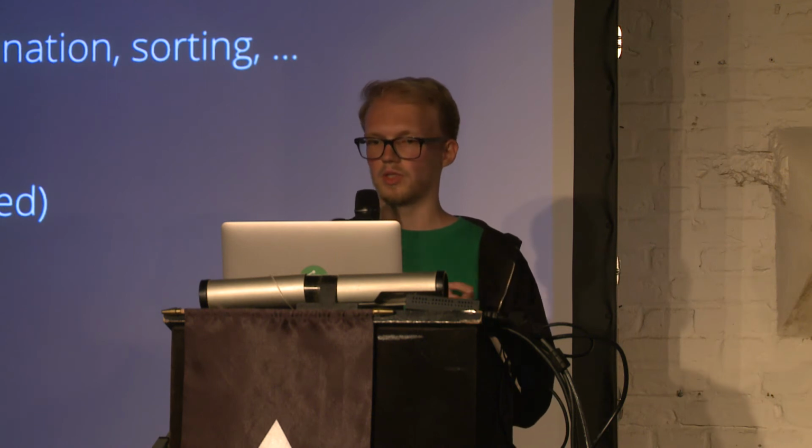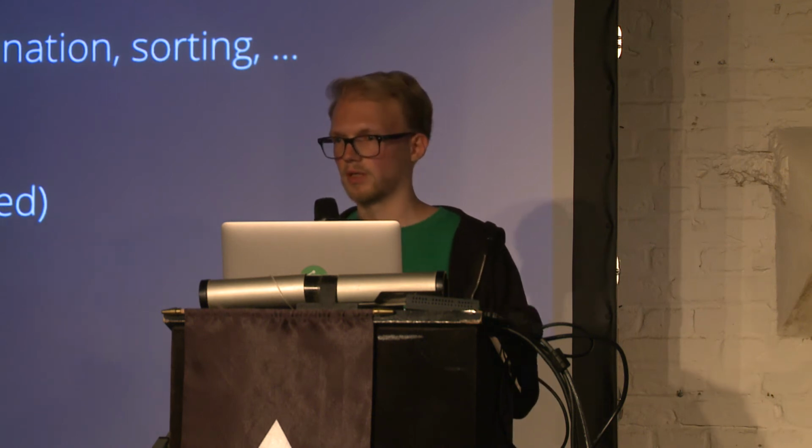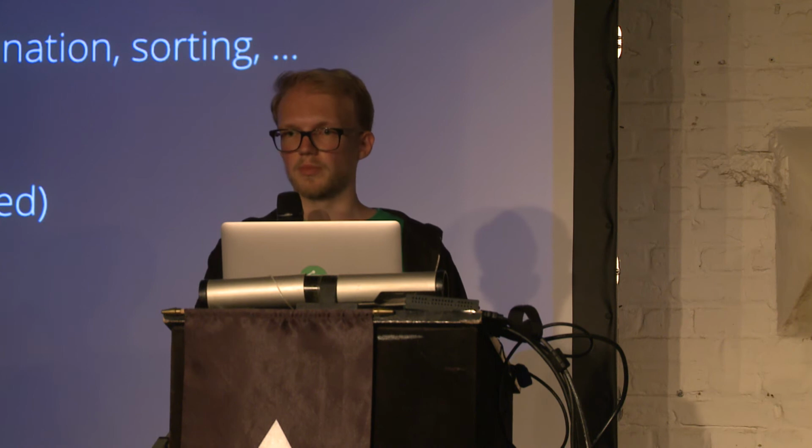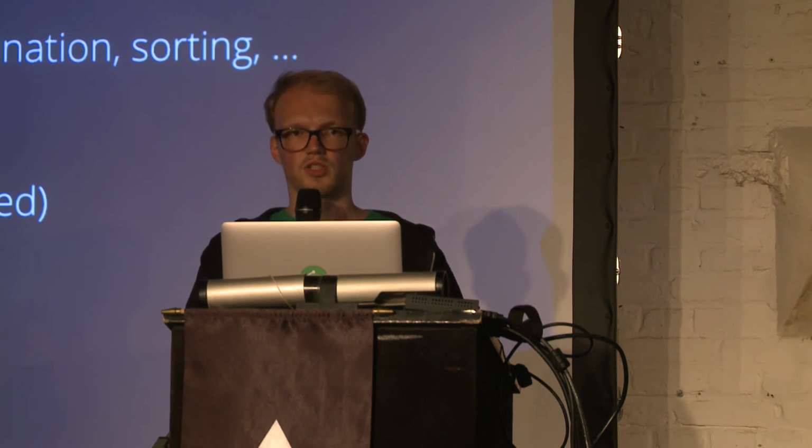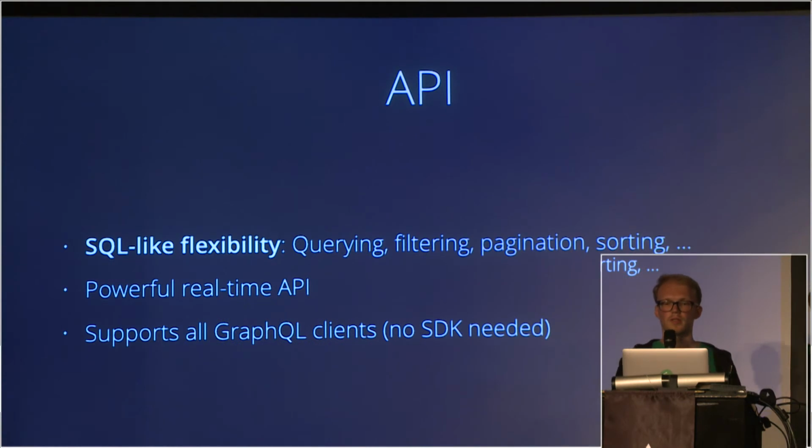Additionally, we expose a GraphQL subscription API, which allows you to implement real-time applications. If you want to build a chat app or something like that, this is where you can use the real-time API. It supports all available GraphQL clients like Facebook's Relay or Apollo Client, but you don't have to use a GraphQL client. You can also just use fetch or curl from your CLI.